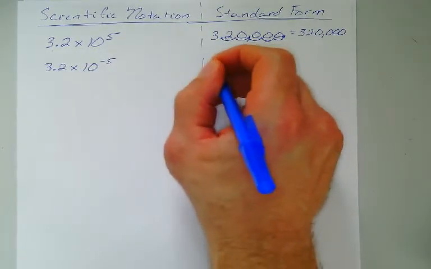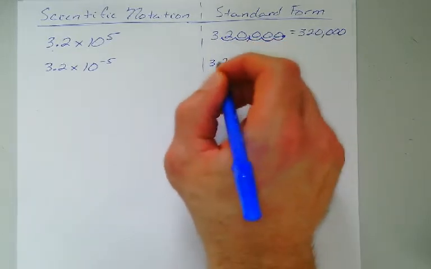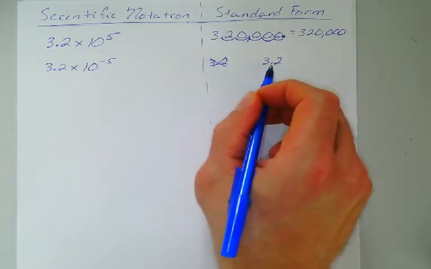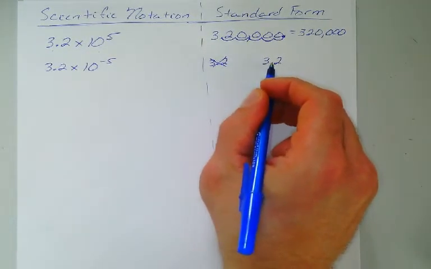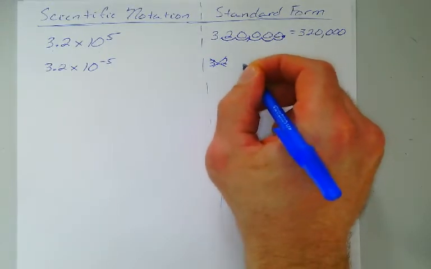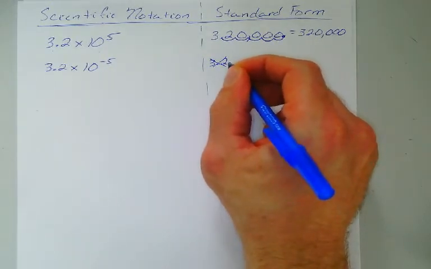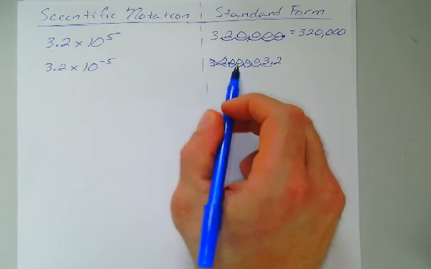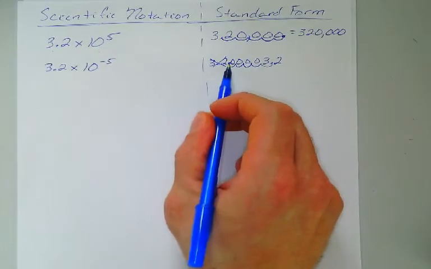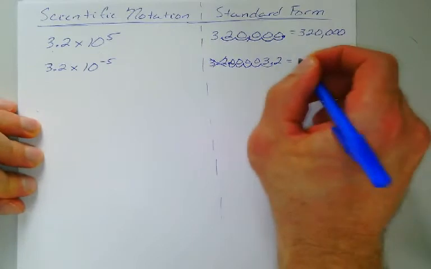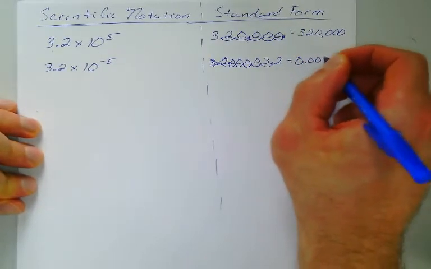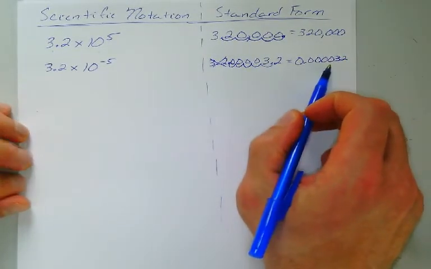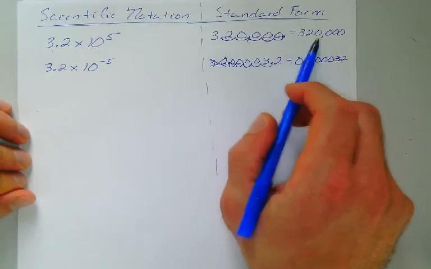So I take 3.2. I'm actually going to rewrite it over here towards the center of the page. 3.2. Here's my decimal point. I need to move it left 5. So I go 1, 2, 3, 4, and 5. Put my decimal point down. Fill in the blank spaces with zeros. So I have 1, 2, 3, 4 zeros immediately following the decimal point. So this is the same as saying 0.0000032. This is a tiny number, as opposed to 320,000, which is a pretty large number.